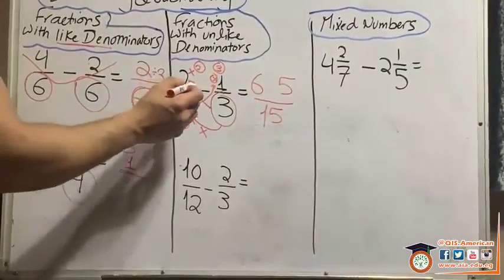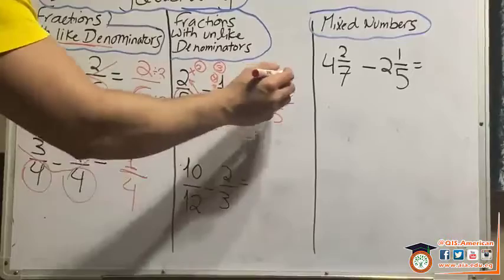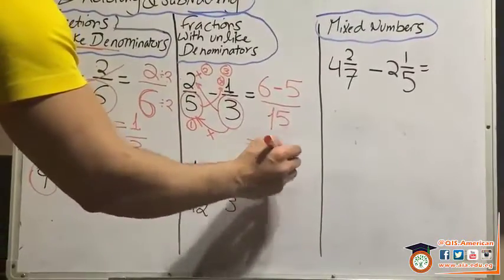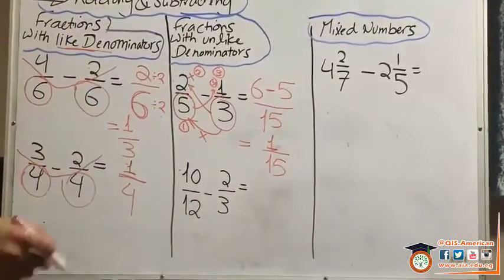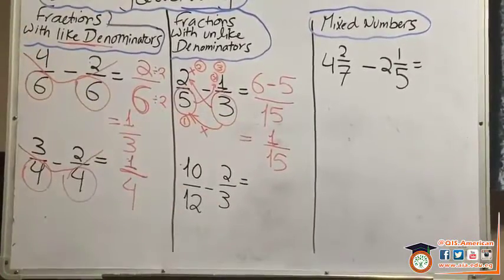Okay, what about the sign? The sign goes here. So the answer is 6 minus 5 above and 15 below. 15 is going to stay as it is, and 6 minus 5 gives me 1. So it's 1 over 15. Is this the simplified form? Yes, it is, because I have 1 in the numerator.